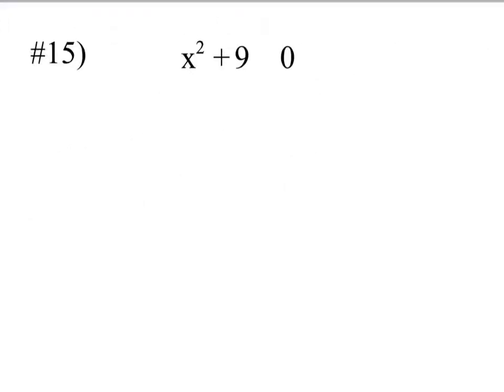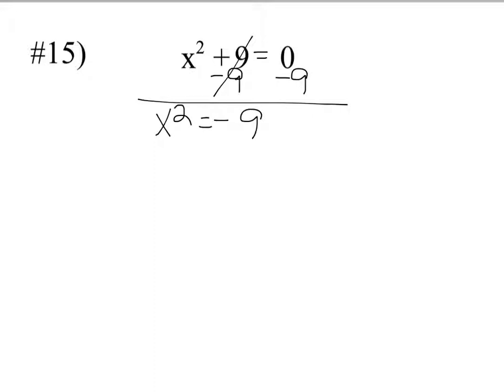Okay, number 15 says x squared plus 9 is equal to 0. So the first thing I'm going to do is subtract 9 from both sides, which is going to give me x squared is equal to negative 9. Then in order to get rid of the squared, I'm going to square root both sides. Squared and square root cancel, leaving you x equals the square root of negative 9.